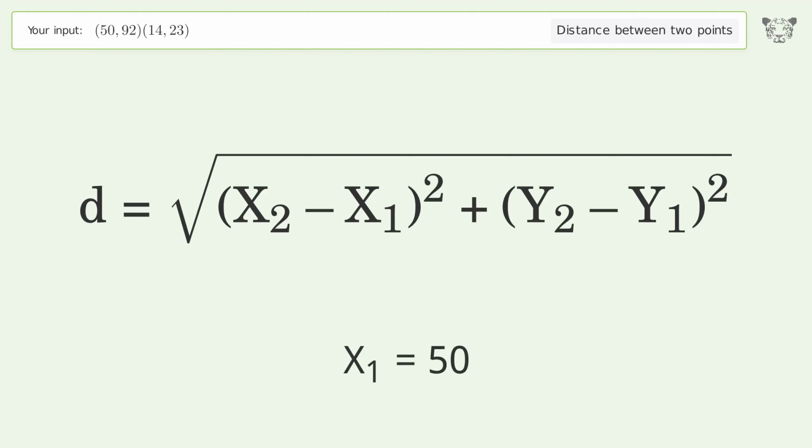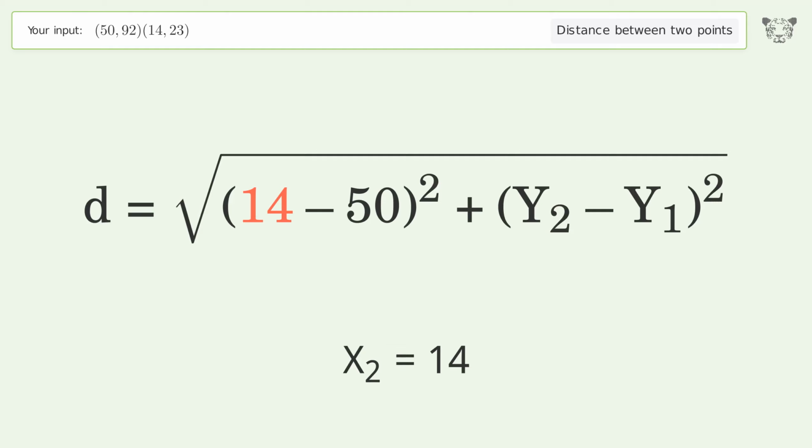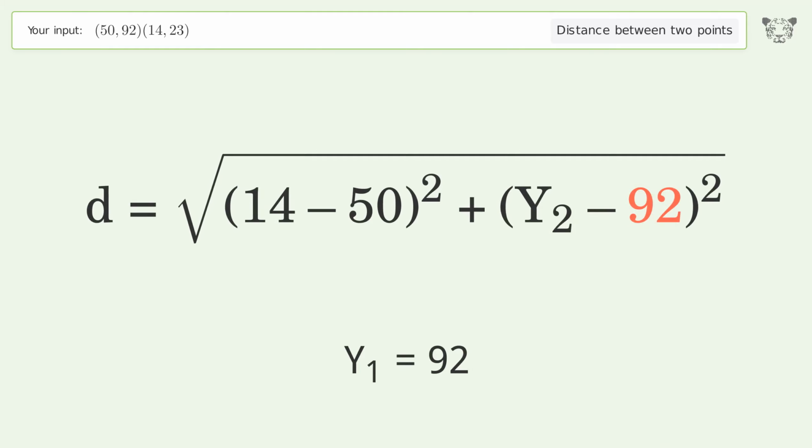x1 equals 50. x2 equals 14. y1 equals 92. y2 equals 23.